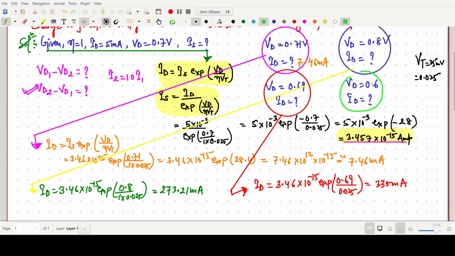Okay, now for the next one, again we have to write ID equals 3.46 into 10 to the power minus 15 exp 0.6 by 0.025. If we solve again, it will come 91.65 microampere. Okay, so like that we have found. The first thing we had to find was the saturation current for this data. Now we have to go for the last portion.